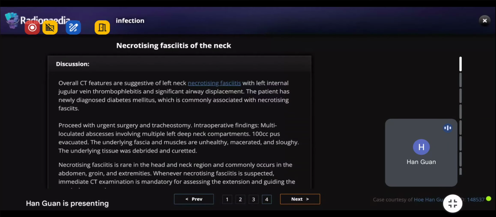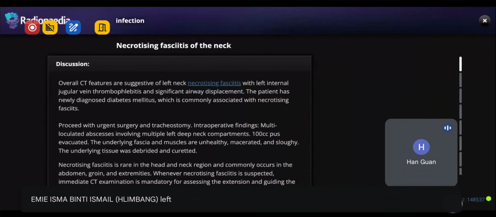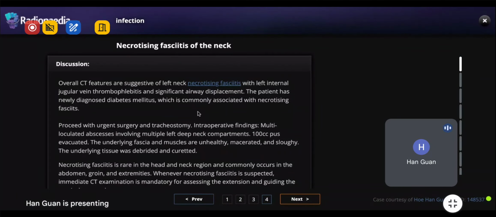Whenever you see an air pocket, always raise the suspicion of necrotizing fasciitis, which is an emergency for the ENT surgeon. And you can see the left internal jugular vein has thrombophlebitis with significant airway displacement, where you can also see the airway is displaced to the right on the chest radiograph. And this patient is newly diagnosed with diabetes.